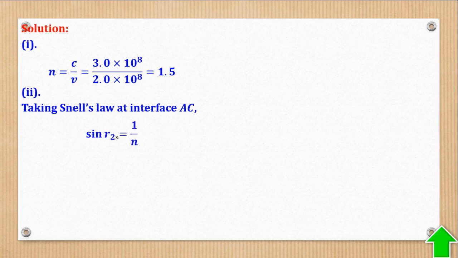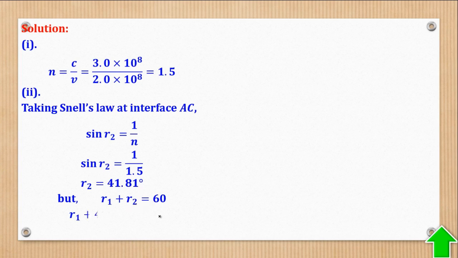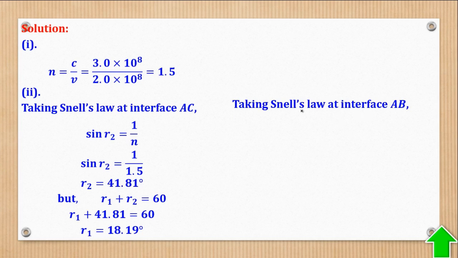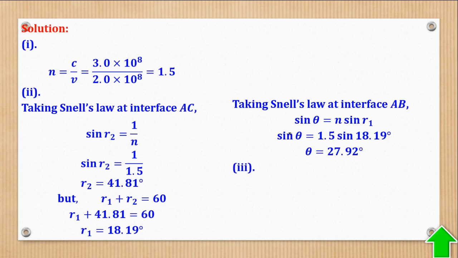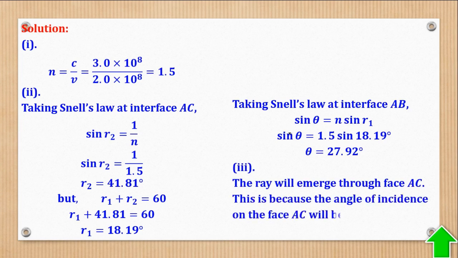So you come and take Snell's law to substitute, making r1 the subject. By geometry, r1 plus r2 is equal to 60, therefore r1 will be 18.19. Then take Snell's law at interface AB, sine theta is equal to n sine r1. Substitute for n and r1 and make theta the subject. Then Roman 3 shall come as that the ray will emerge through face AC. And why? It is because the angle of incidence on the face AC will be less than the critical angle.